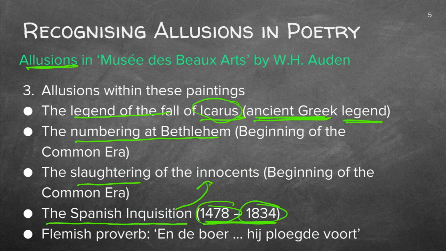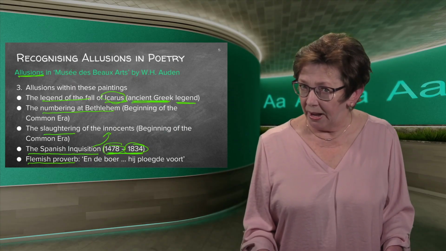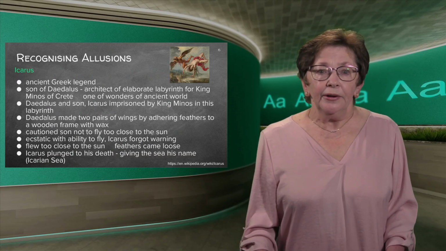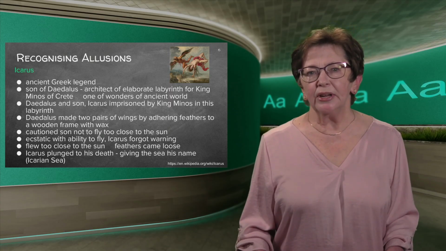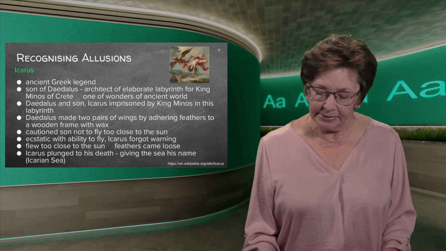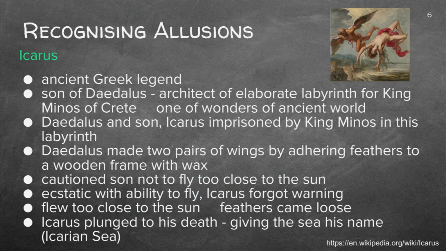And then there's also an indirect reference or an allusion to a well-known Flemish proverb, which says, "En de boer hy ploegte voort," meaning, and the farmer, he just carries on ploughing. Fine. So the first legend we have to take a closer look at is the legend of the fall of Icarus. It is, of course, an ancient Greek legend. Icarus was a son of Daedalus, and he was the architect of the elaborate labyrinth that he made for King Minos of Crete.